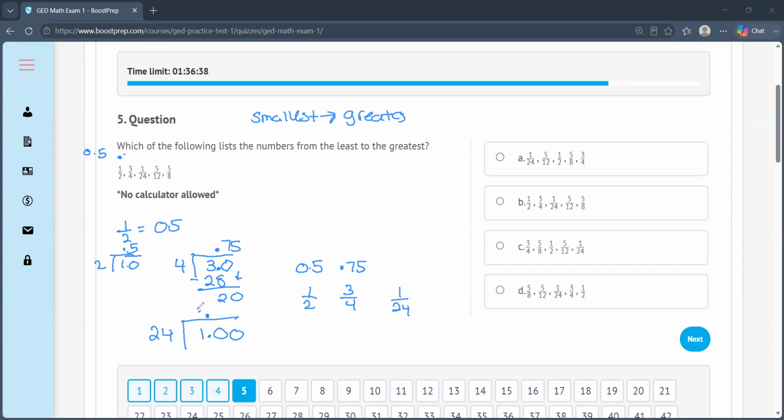So you could put a zero here, and since 24 is too large for 10, you could put another zero here. Then how many times does 24 go into 100? About four times. 24 times 4: 4 times 4 is 16, 4 times 2 is 8, that's 96. 100 minus 96 is 4.